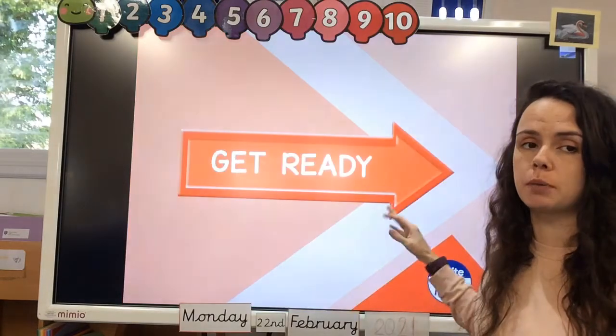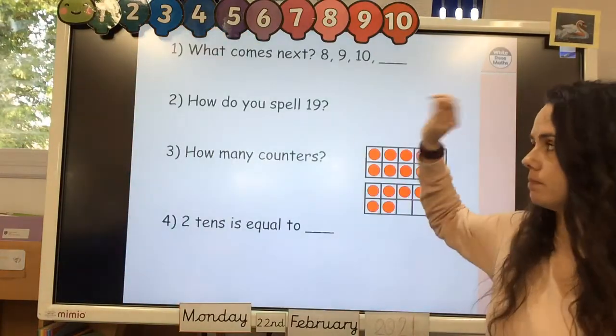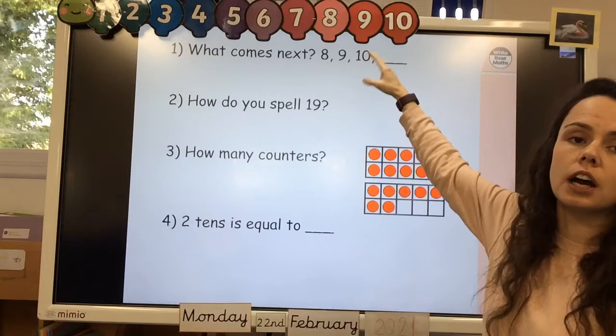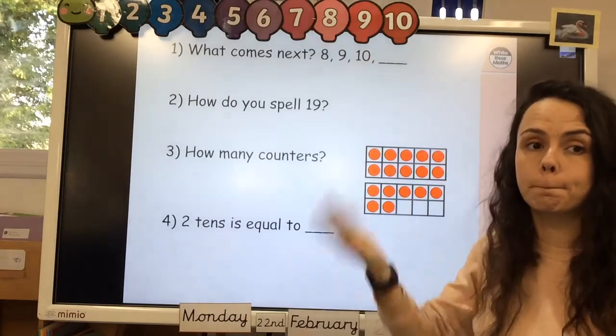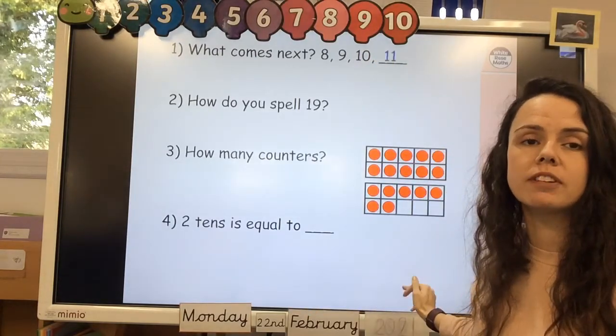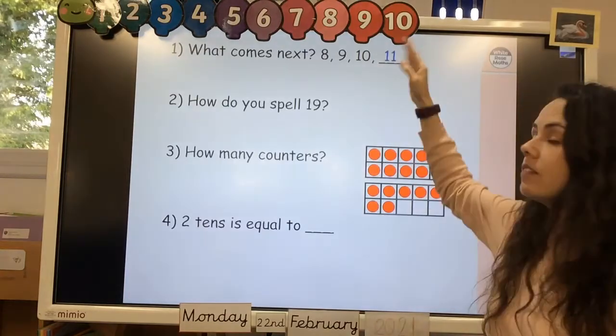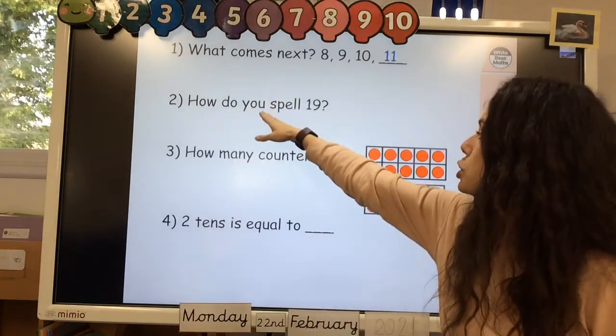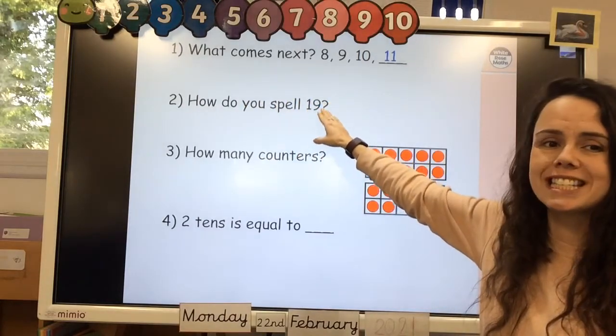Let's start by warming up our brains. So, what comes next? 8, 9, 10, 11. Well done, very easy. 8, 9, 10, 11, just like we're counting up our number line. Fantastic.